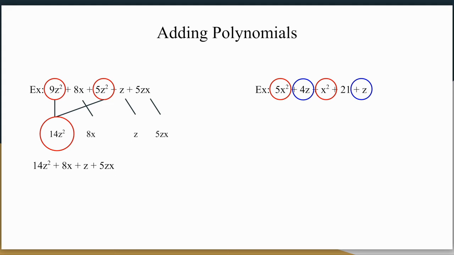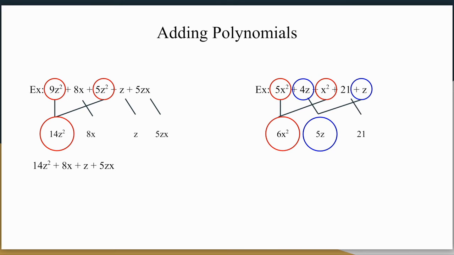So then we're going to go to the next step, which is to combine them. So we're going to add 5x squared and x squared. Okay, remember there's an imaginary 1 here. So 5 plus 1 is 6, and we're going to leave the x squared alone, so we're going to bring it down. So you get 6x squared. Now we're going to try 4z and z. Remember there's an imaginary 1 here, so 4 plus 1 is 5, and bringing down the z, we get 5z. Okay, and we're going to just bring the unlike term down, which is 21.